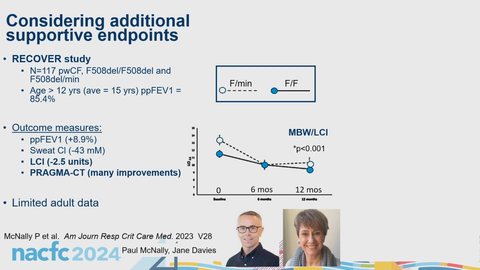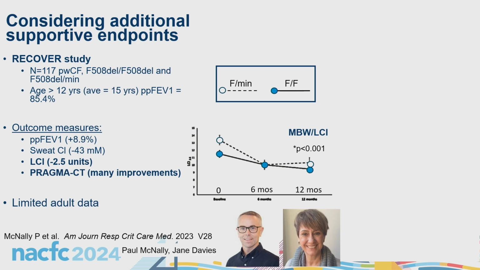And you can see the outcome measures at the 6-month and 12-month points, and had robust FEV1 benefits, robust reductions in sweat chloride. The people who were F minimum were new to starting drugs, so you saw larger changes in this group. But one of the things you saw in this population was MBW and LCI improvements. This isn't the first time that this has been seen at all. It's been applied to a lot of pediatric studies, but this is one of the first times that it's actually been applied to a study that included adults with CF.